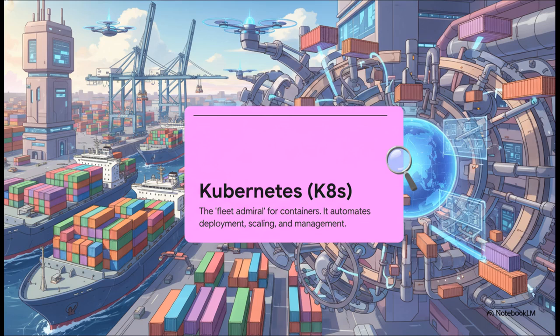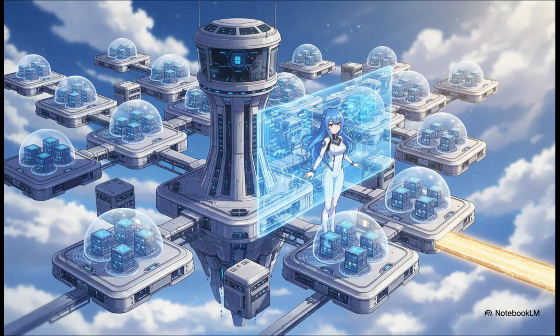So if Docker gives us the standardized shipping container, then Kubernetes gives us the entire fleet of cargo ships and the global port authority to manage them. It's this massive system designed from the ground up to manage huge clusters of containers, handling all the complicated logistics for you automatically. So let's break down the basic ideas.